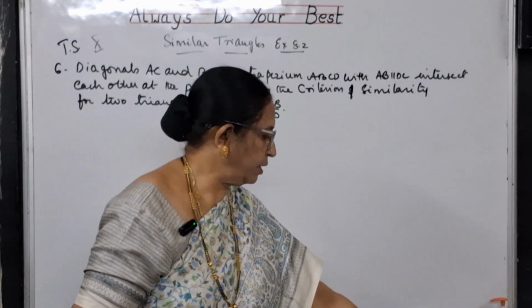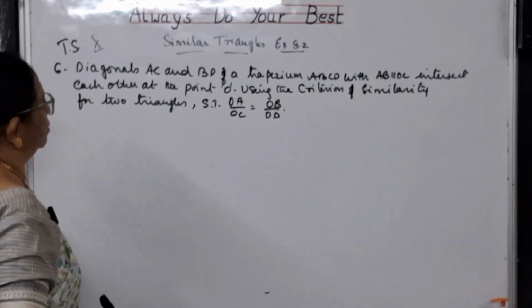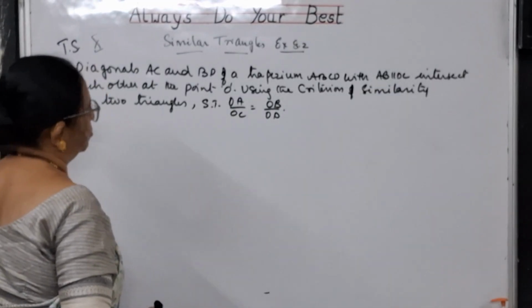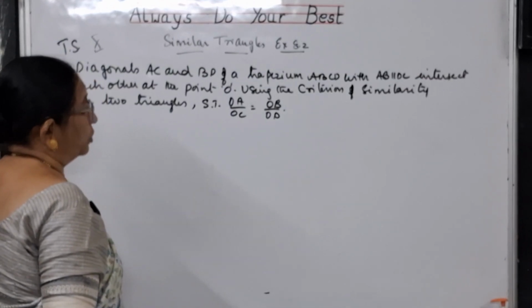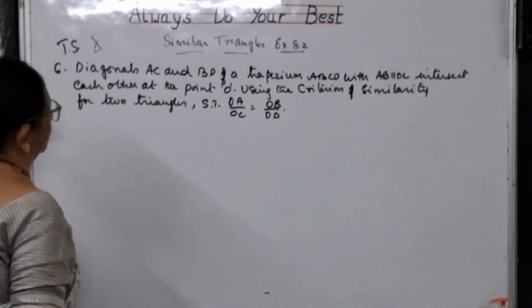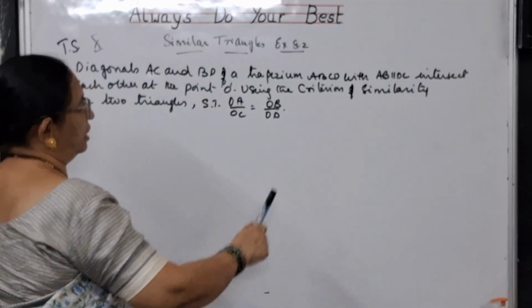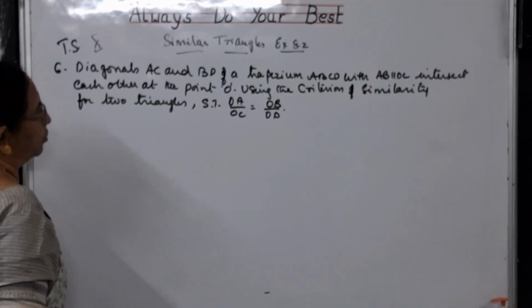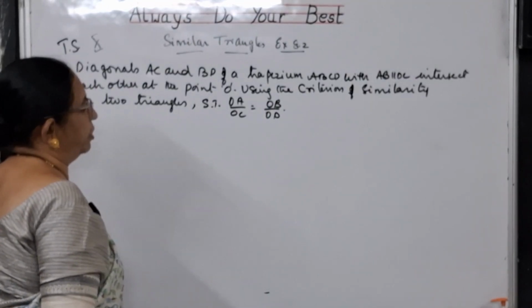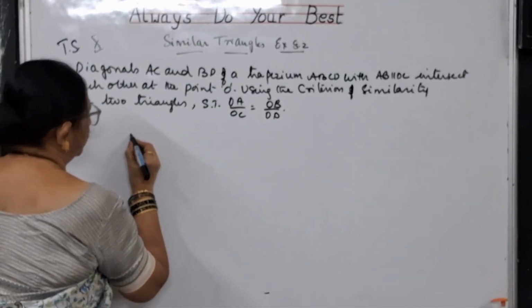Now, let us see the sixth one. The problem is this. Diagonals AC and BD of a trapezium ABCD, with AB parallel to DC, intersect each other at a point O. Using the criterion of similarity for two triangles, show that OA by OC is equal to OB by OD. You will understand this problem only when you draw the trapezium.